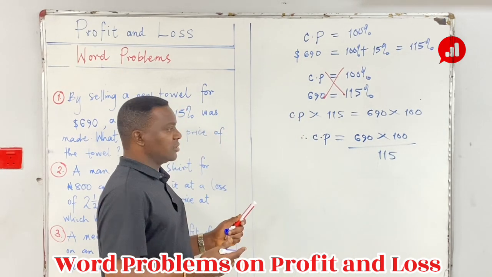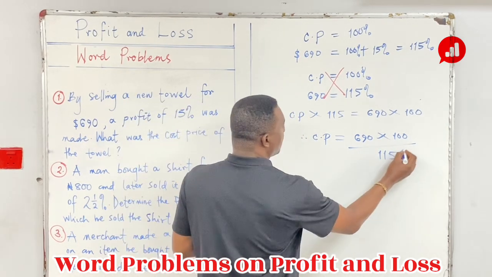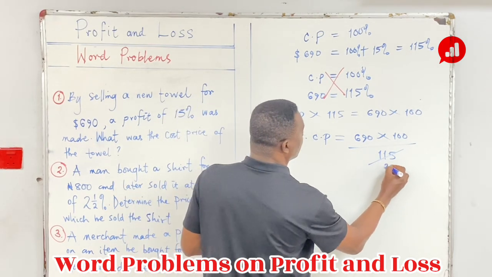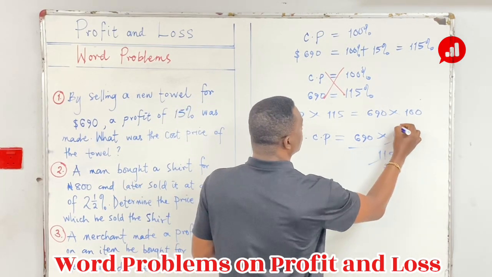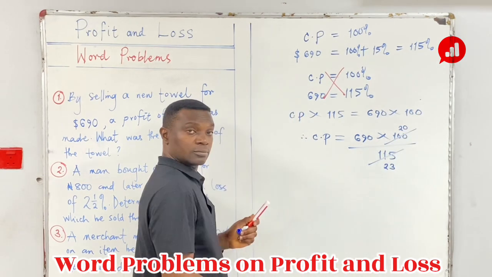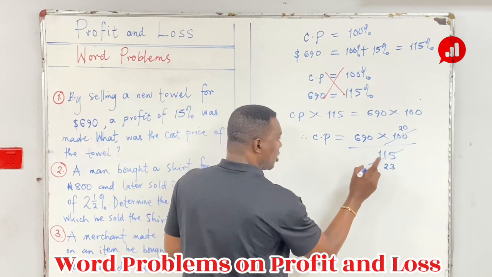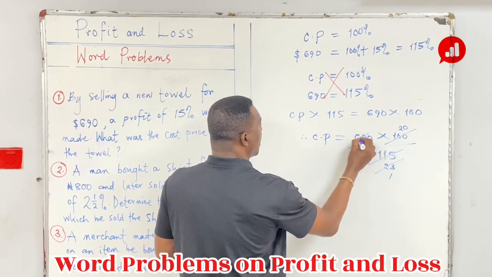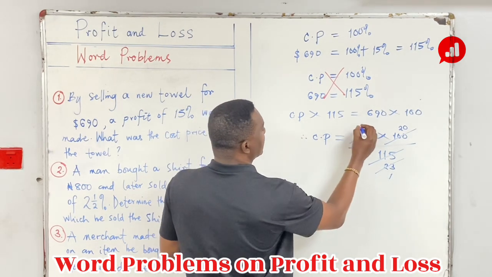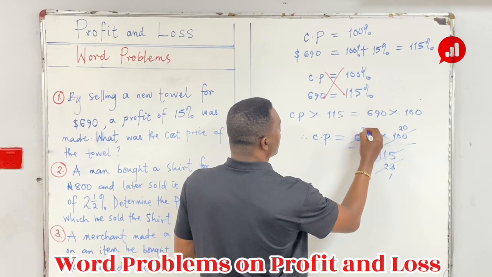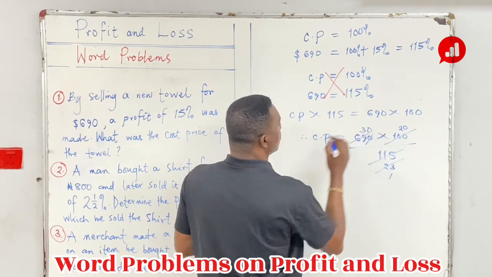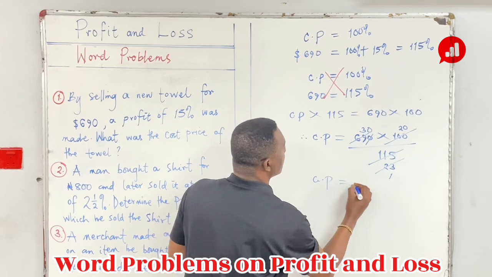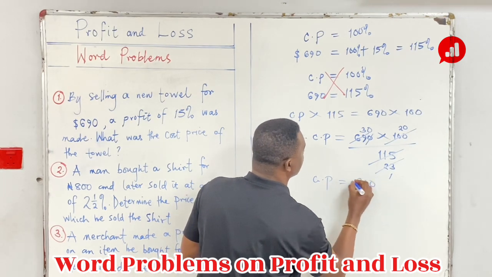Now let's divide. 5 in 115, we have 23. 5 in 100, we have 20. Learn your multiplication table. 23 here, 1. 23 in 69, that is 3. In 0, 0. When you do the multiplication, CP is going to be $600.